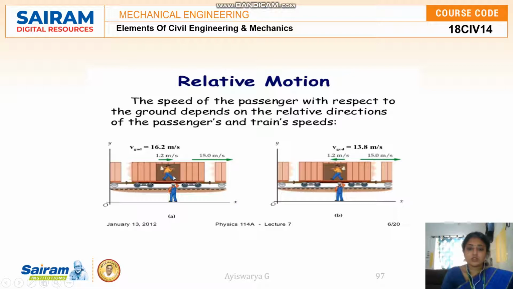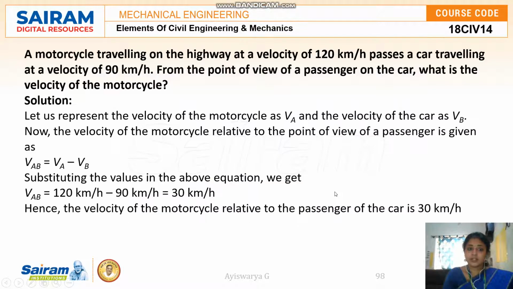Okay, so see guys, here you can see that the speed is 1.2 meter per second and the train speed is 15.0 meter per second. When you are moving in the opposite direction, your speed is 1.2 meter per second and the train speed is the same 15.0 meter per second only, right? So if both are in the same direction, the relative velocity means the summation of 1.2 and 15, that is 16.2 meter per second, but if both are in opposite direction, it means 15 minus 1.2, that is 13.8 meter per second. Right, this is how you need to calculate the relative velocity.